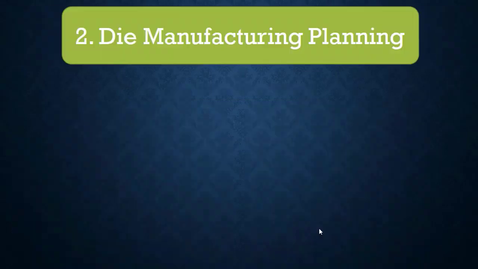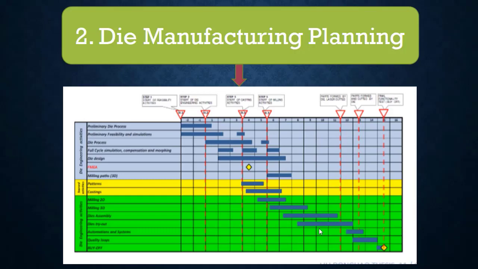Number 2, die manufacturing planning is nothing but manpower planning, machineries planning, supporting resources planning in detail, considering the delivery of the die to the customer. Chalking out the detailed work plan helps in better project management to utilize time resources efficiently. Also, everyone on the team is aware of the delivery dates.